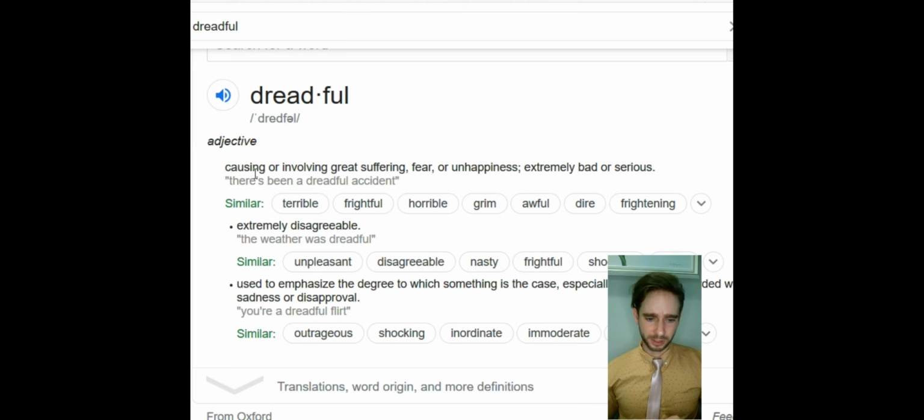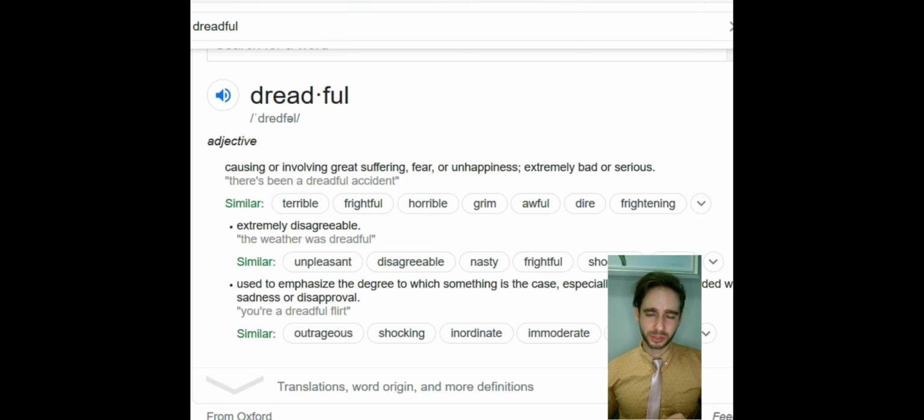Dreadful is an adjective, and it is causing or involving great suffering, fear, or unhappiness. It is extremely bad or serious. It is absolutely dreadful, and that home is in a dreadful condition. I definitely do not want to go there.